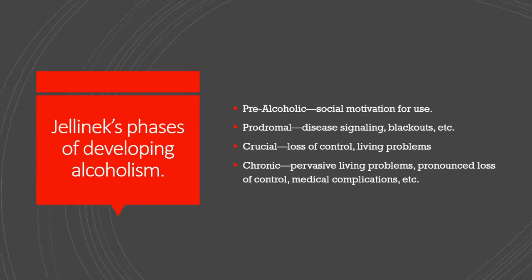Prodromal is a disease signaling phase, and that's when you start having things that are clearly abnormal going on with you. You might have a few abnormal things that are kind of iffy in your pre-alcoholic phase, but when you're in prodromal, now we're seeing stuff that really predicts chemical dependency. Blackouts jump immediately to mind. Remember those retrograde amnesias? Alcoholic palimpsest is what Jelinek called them.